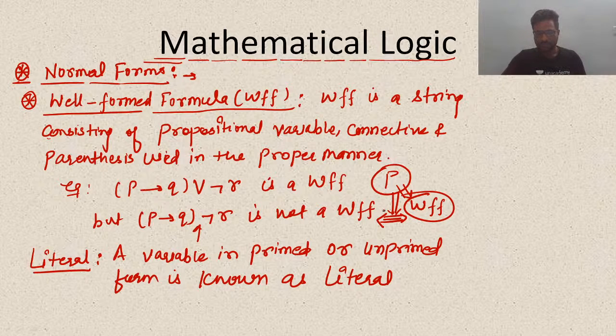If only one variable is written, that is a correct logical expression, a well formed formula, but that is not an argument, because every argument has a specific format, that is premises followed by conclusion. So every argument is a well formed formula, but every well formed formula need not be an argument. Tell me, is this clear to everyone or not?